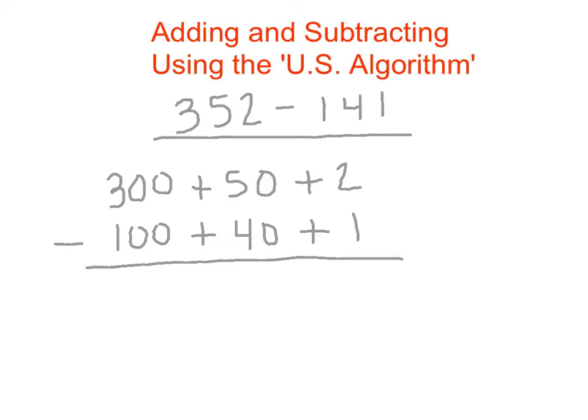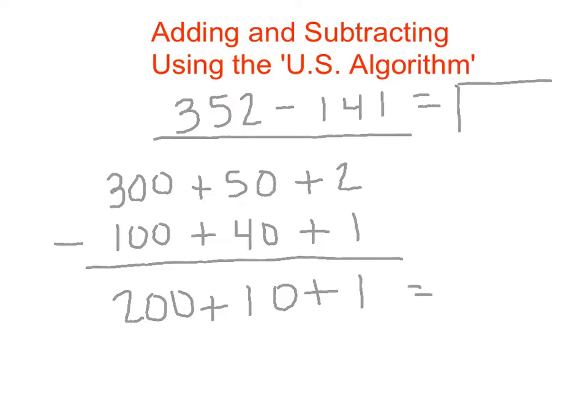Absolutely. So if we do 2 minus 1, we get 1. If we do 50 minus 40, we get 10. And if we do 300 minus 100, we get 200. And I think it really simplifies things. And then our answer, the way that you get back to your original answer, you would do 200 plus 10 plus 1, which would equal 211.